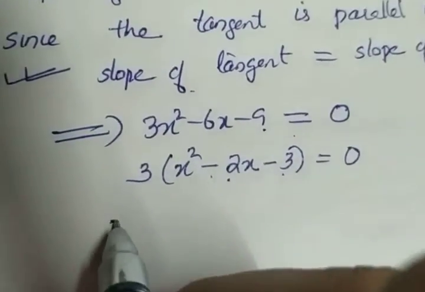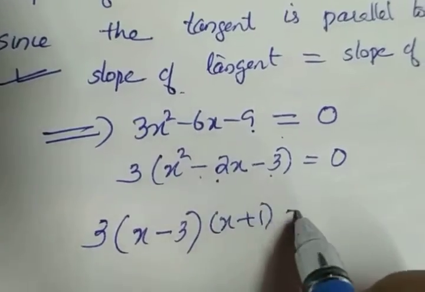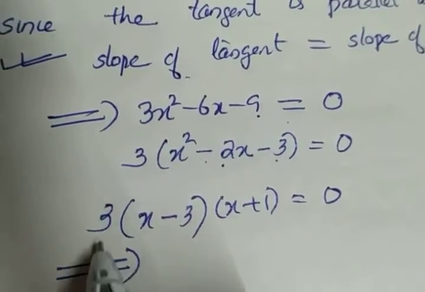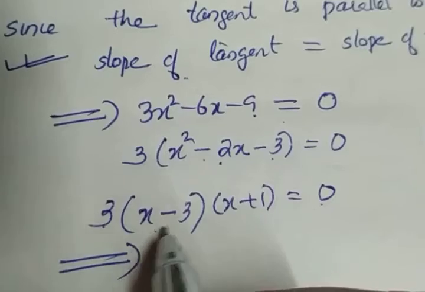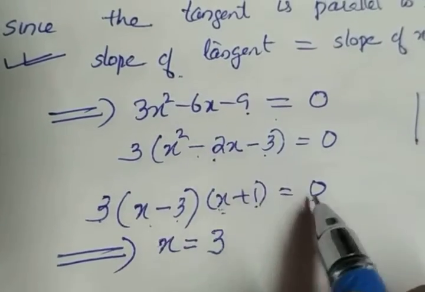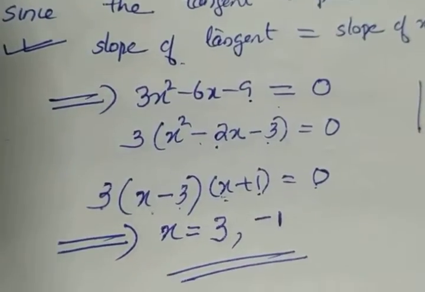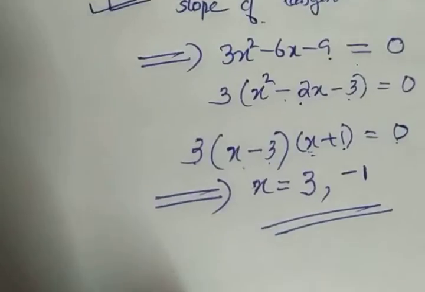If I factorize, 3 into x minus 3 into x plus 1 will be equal to 0. 3 cannot be equal to 0, so x minus 3 equals 0, which implies x is 3. And also x plus 1 equals 0, which implies x is minus 1. So we got two values for x. Again we have to find the corresponding value of y.